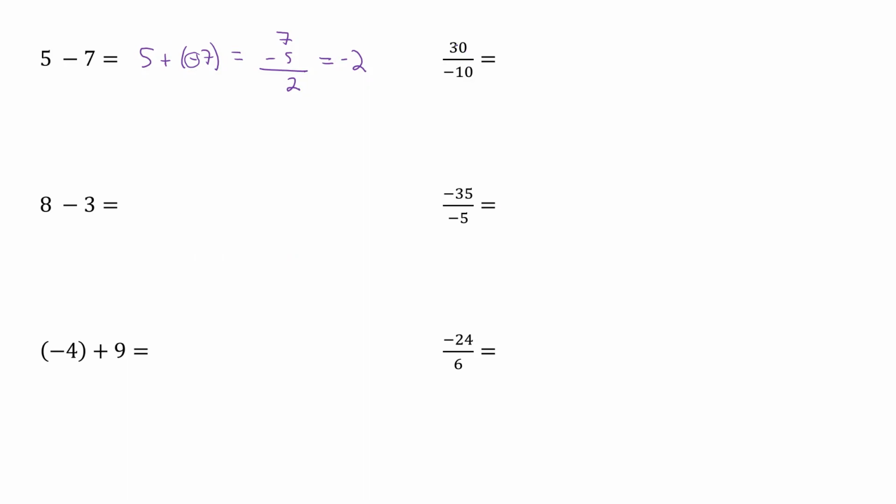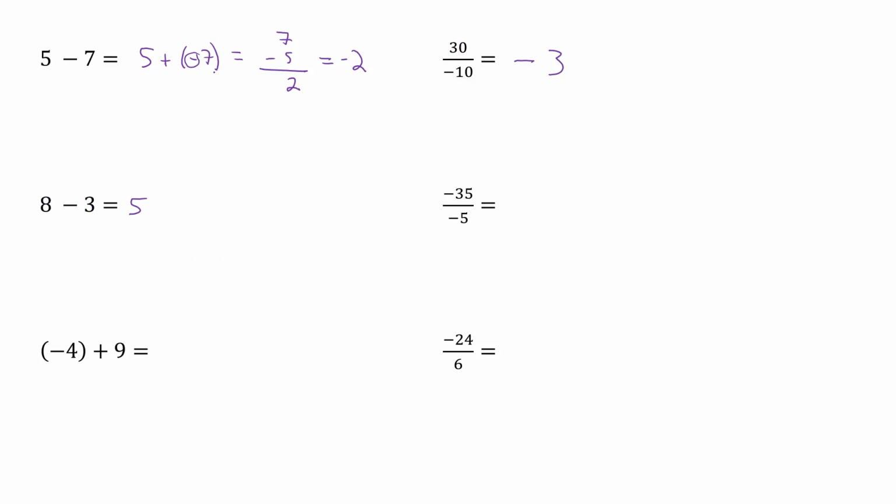All right, how about this one? Here we have 30 divided by a negative 10. So a positive divided by a negative is negative. 30 divided by 10 is just going to give us 3. Okay. Now here, we could just take 8 minus 3 and we get 5 automatically.